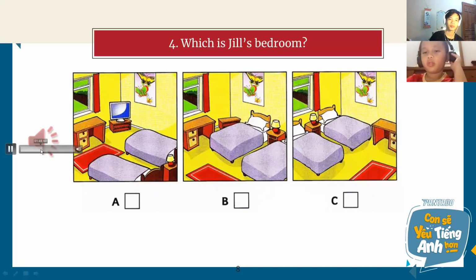Is your bedroom big, Jill? Yes, it's very big and it's got two beds and there's a desk under the window. And is there a TV in your room? No, I can't have one. Oh.